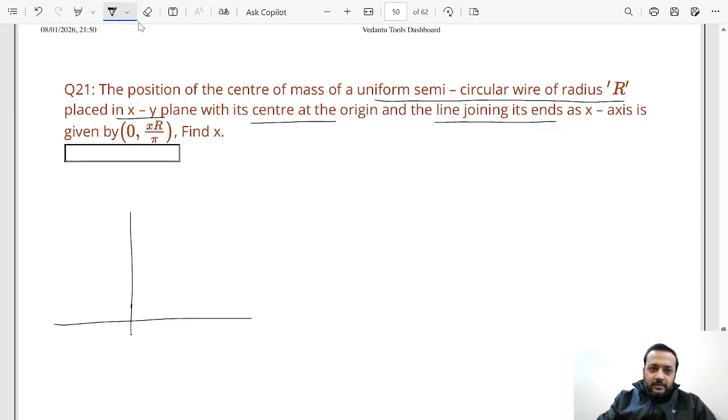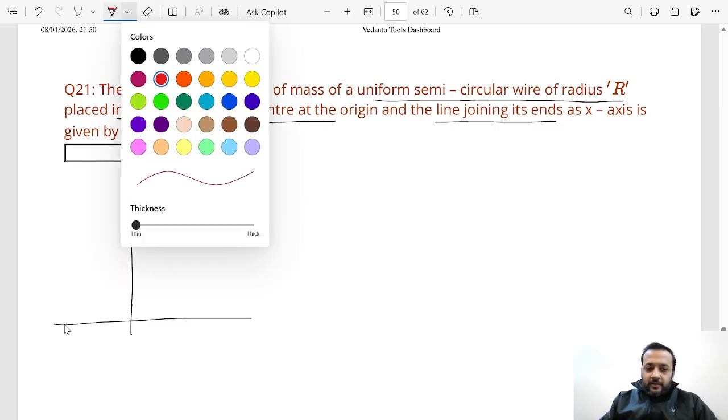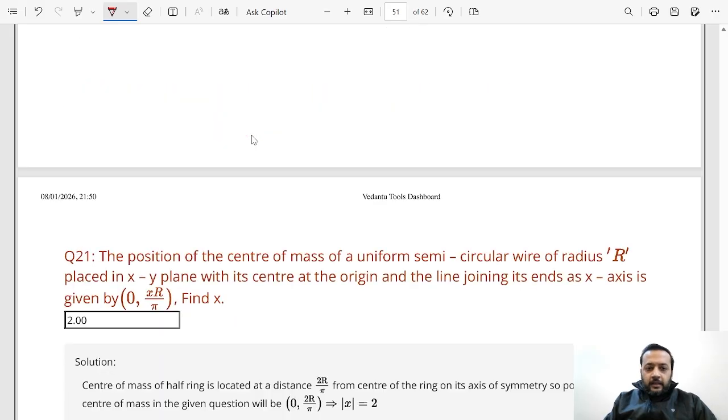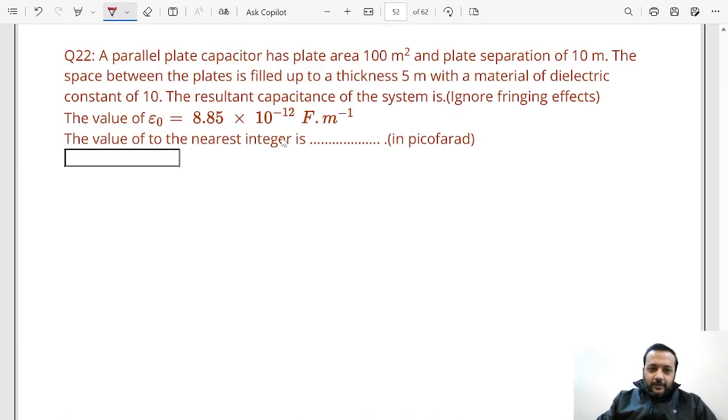Now I think all of you know this: the center of mass of a semicircular wire or semicircular ring is at a distance of 2r by pi. So here let's say this is the x-axis and this is the y-axis, and this is the origin. So here is the center of mass and we know that this distance is 2r by pi, a standard result. That means this x will become 2r by pi. All right, hoping that you would have done this very easy question.